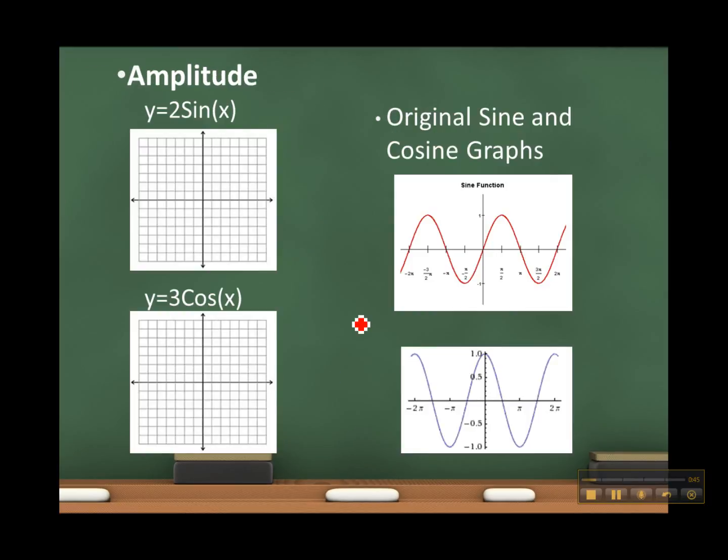So the first thing we're going to do is the amplitude. Here are the original graphs, so see how the sine starts at 0 and it goes up to 1, down to -1, up to 0 again, and it does the same thing on the left. And the cosine, the difference is that it starts at 1 and it goes down all the way to -1 and back up to 1.